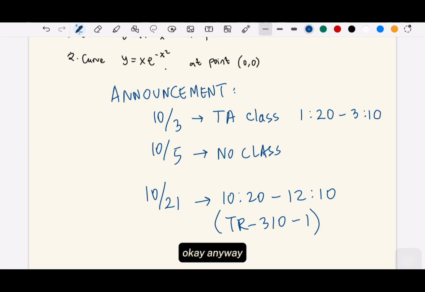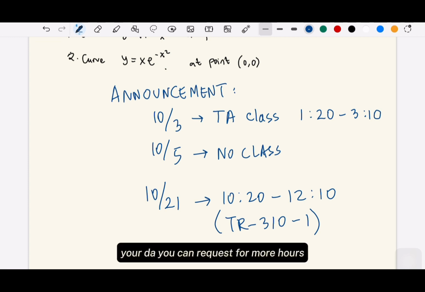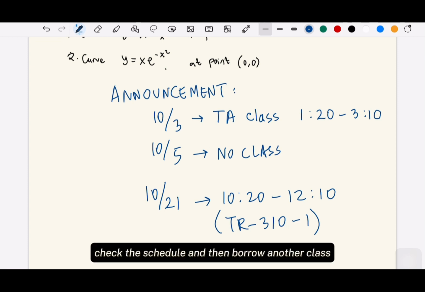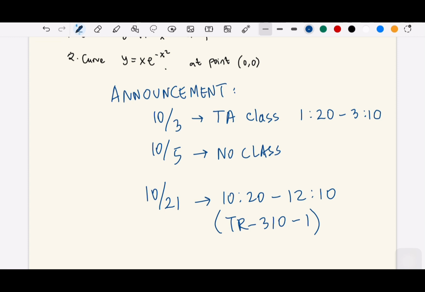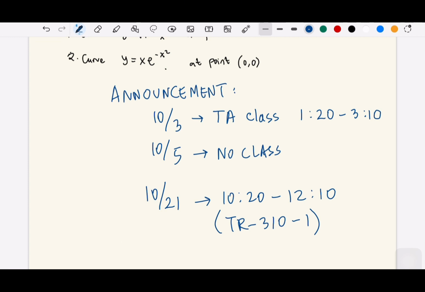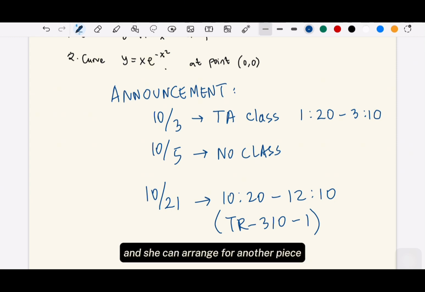Anyway, you can request more TA hours, but you need to know how many of you need more, so that the TA can check the schedule and borrow another classroom. So if you need it, please let her know, and she can arrange for another TA session.